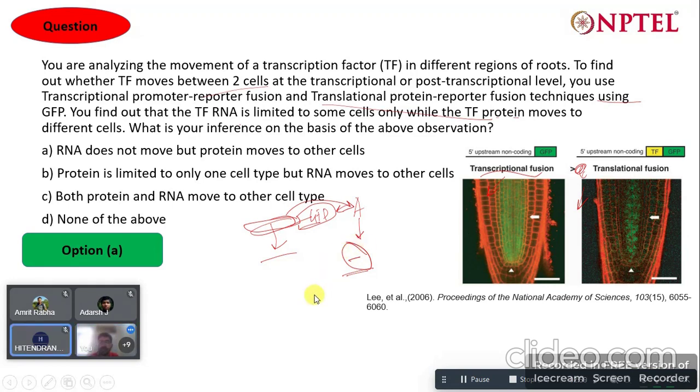Actively dividing cells, we can do that also. But if we have to check a particular stage of the plant, then yes, we can use that also.